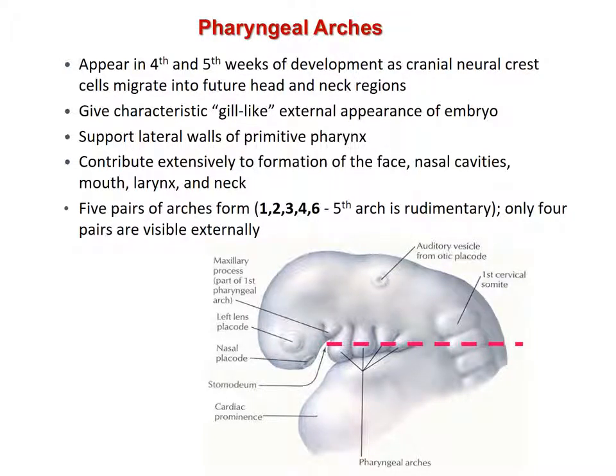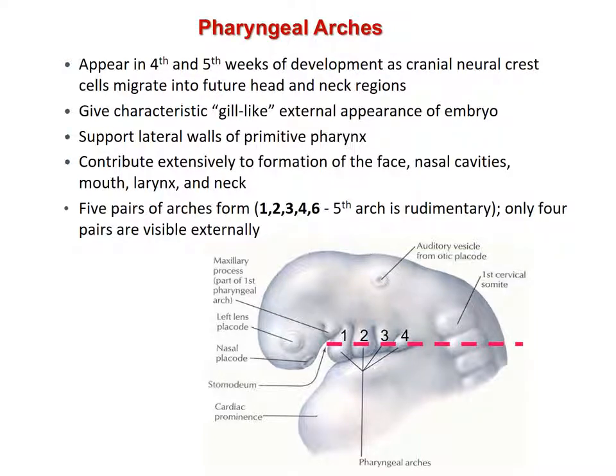The pharyngeal arches appear in the 4th and 5th weeks of development as ridges on each side of the future head and neck regions, as neural crest cells from the developing nervous system in the cranial region migrate into them. This gives the external surface of the embryo a characteristic but temporary gill-like appearance. These arches develop lateral to and support the lateral walls of the primitive pharynx. Components of these arches contribute extensively to the formation of the face, nasal cavities, mouth, larynx, and neck.